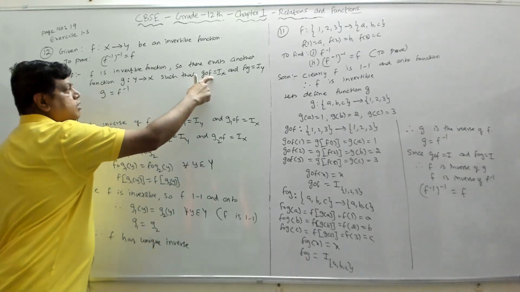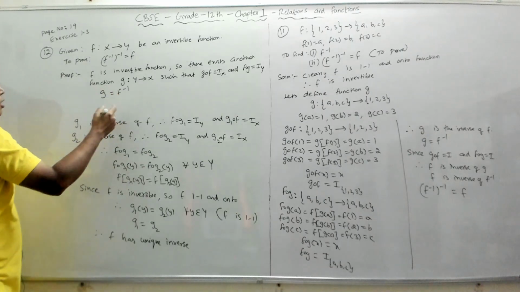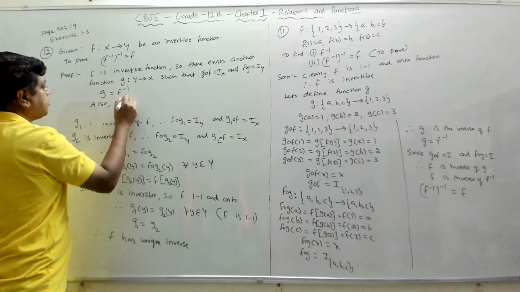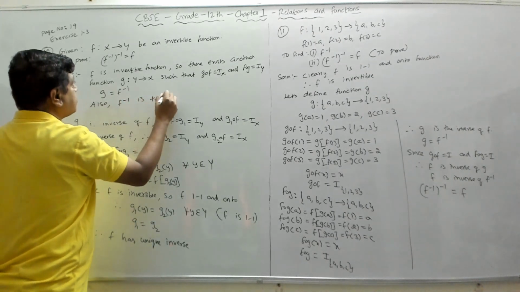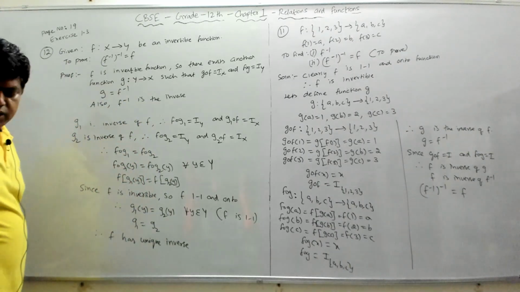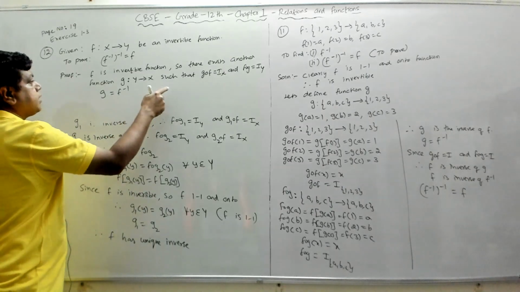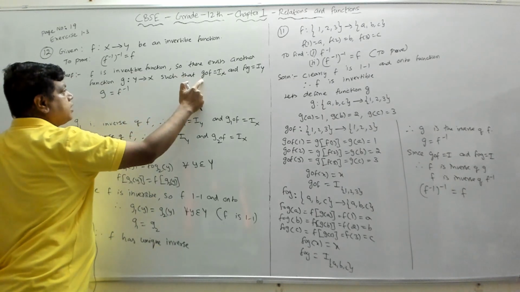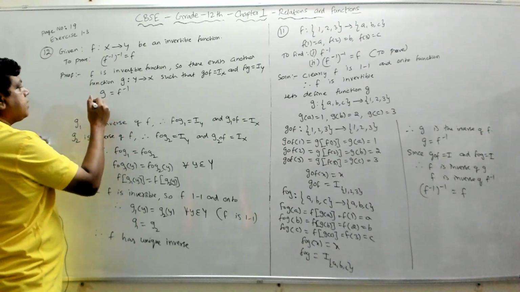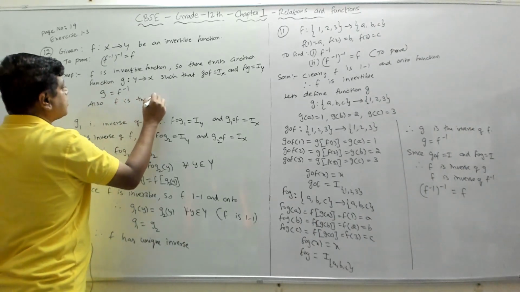So which means g is the inverse of f. Now with the same argument, also f inverse is the inverse of... the same argument we can show that, with the same argument we can say that, we said that g is the inverse of f, right? So g is equal to f inverse. So same argument we can say that f is also the inverse of g.